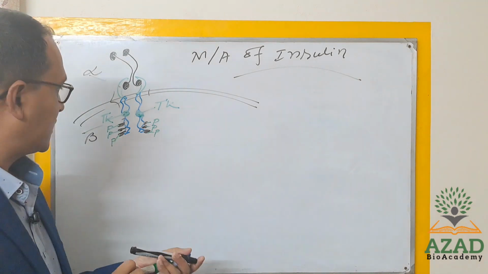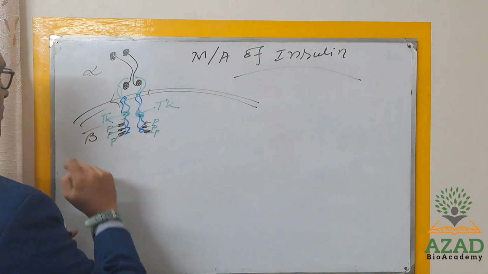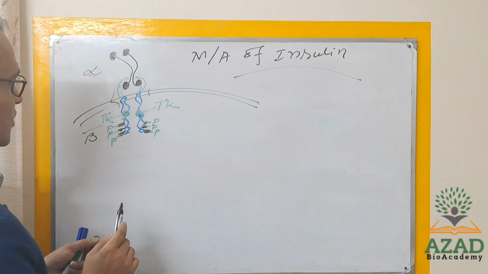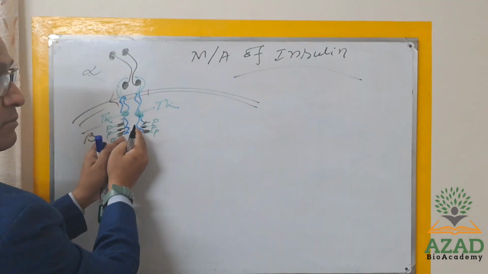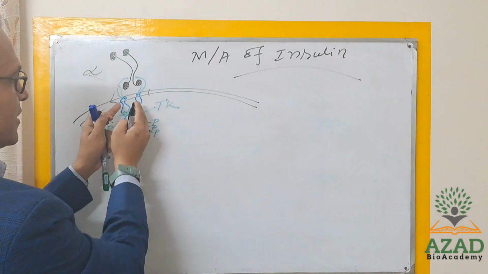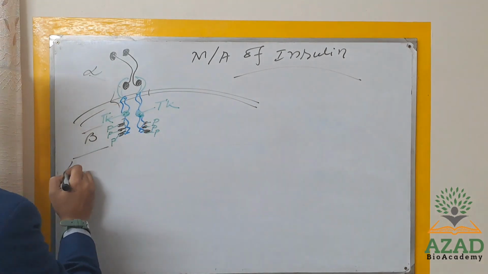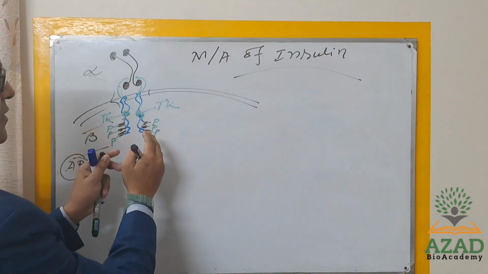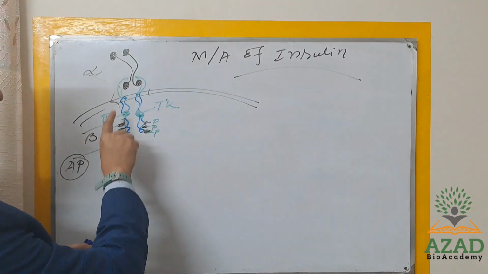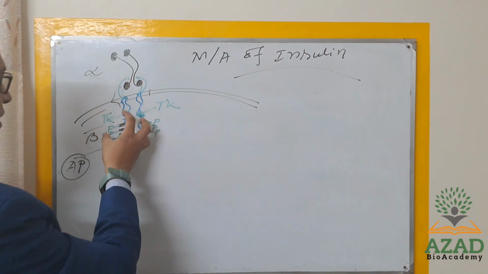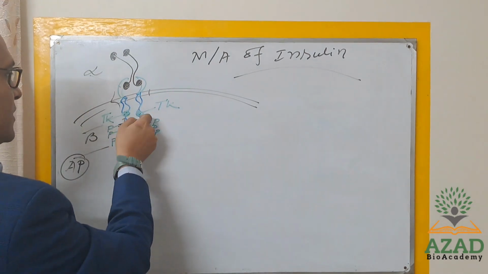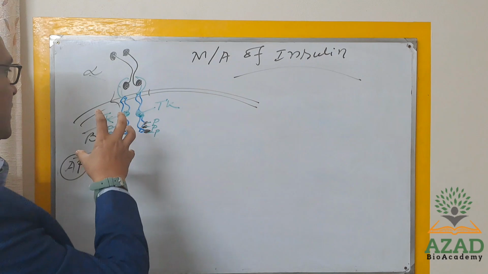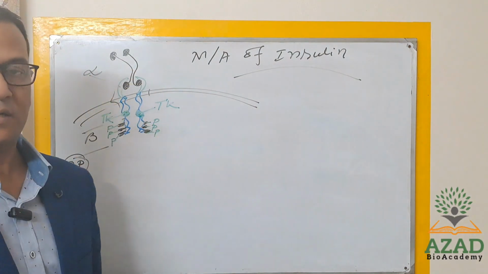Who will help to phosphorylate it? That tyrosine kinase enzyme will phosphorylate that region. So this is their own part, and it is phosphorylated by tyrosine kinase. So this is called autophosphorylation. Without the help of another molecule, it is phosphorylated by the help of its own tyrosine kinase enzyme, which is an intrinsic enzyme of the beta subunit.